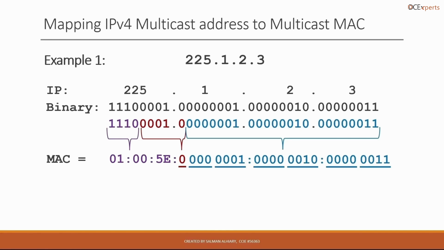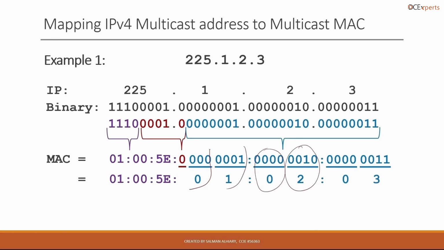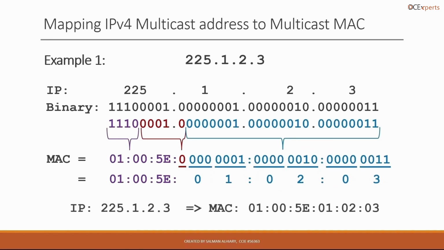Then we need to convert the second part of the MAC address, this one here, which is in binary, to hexadecimal. Here we have 01, 02, 03. And the last thing is to combine the two parts together, which will be 01005E 010203.